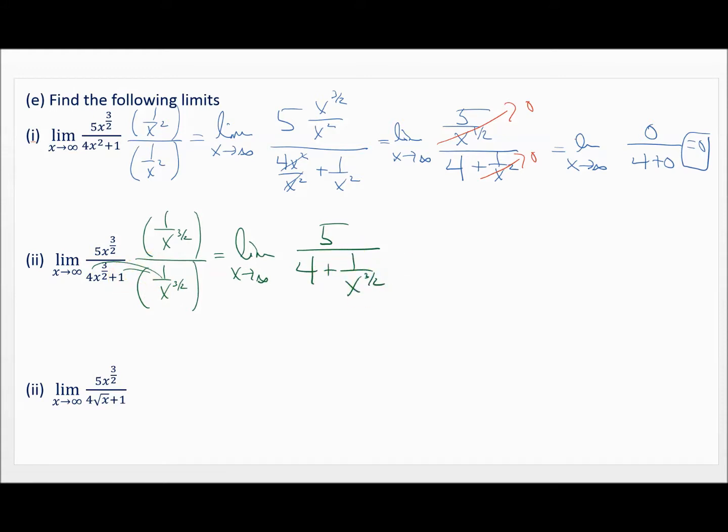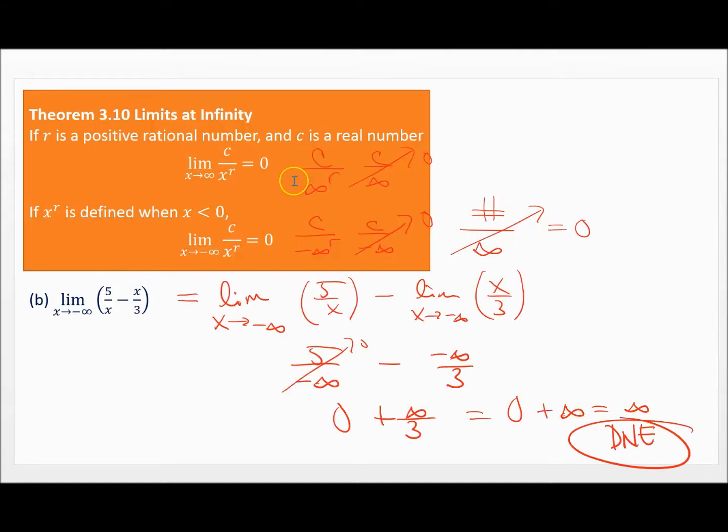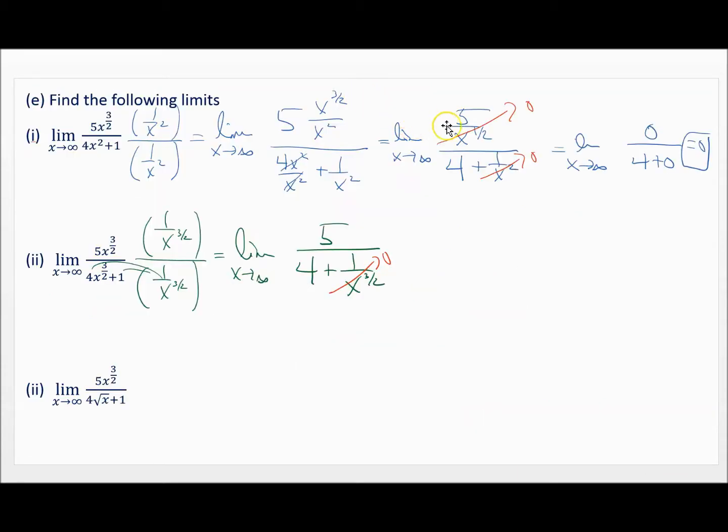Then I get to use my fancy theorem that says if I have a constant, which is 1, over x to a rational exponent, as long as that is a fractional exponent, then that goes to 0. And it's got to be a positive rational exponent. Let's go back and look at that. Yep, positive rational exponent. And that's why I didn't want to deal with that negative 1/2 we had right here. To be able to use my theorem, I need a positive exponent.